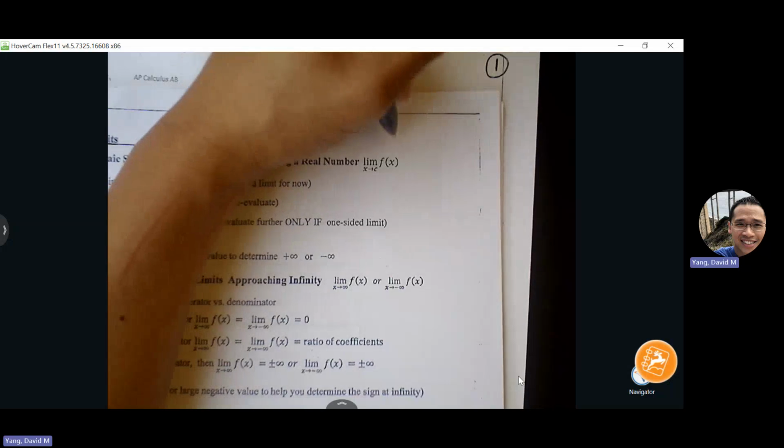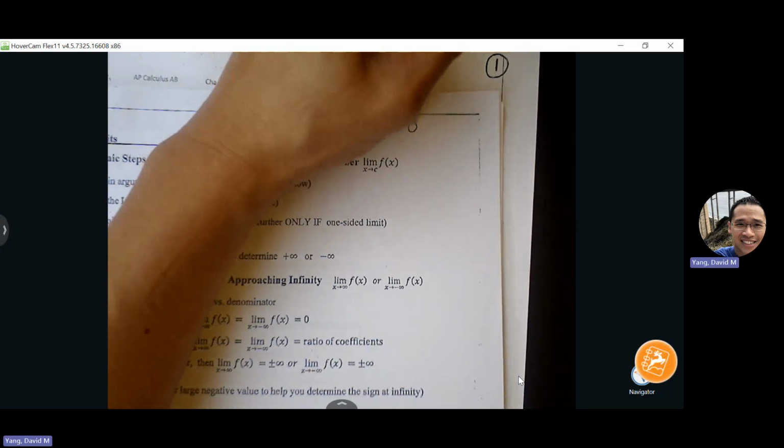Okay. Let me just highlight a couple of things with zeros here. So let's say I find a limit and I get 0 over 4. What can I conclude?